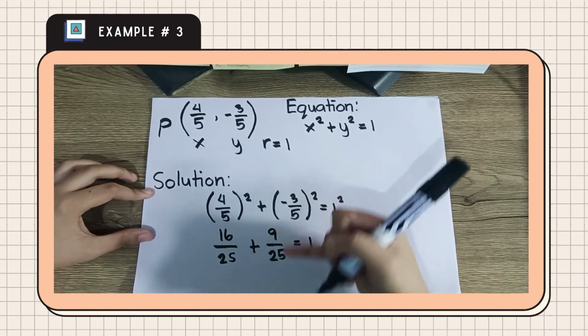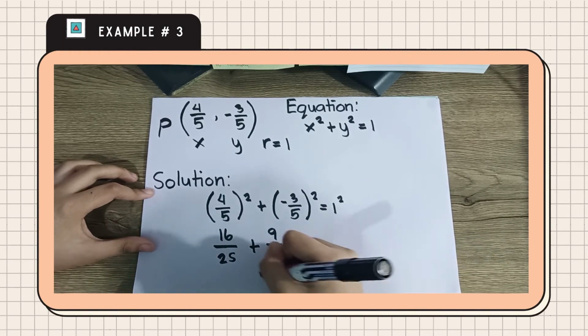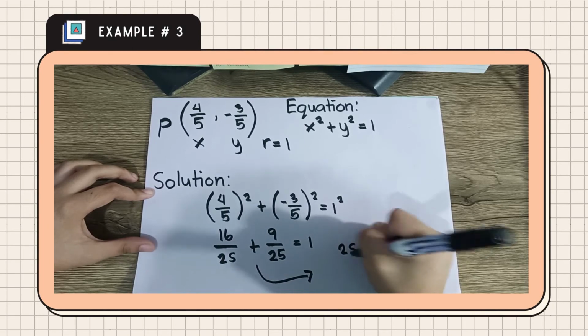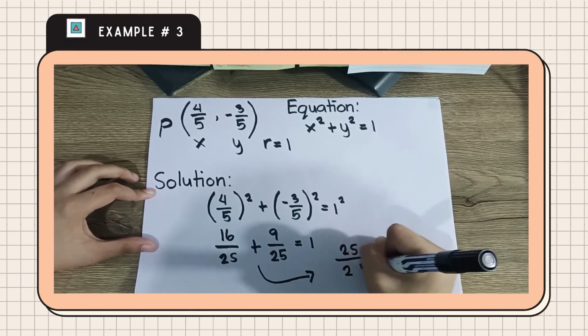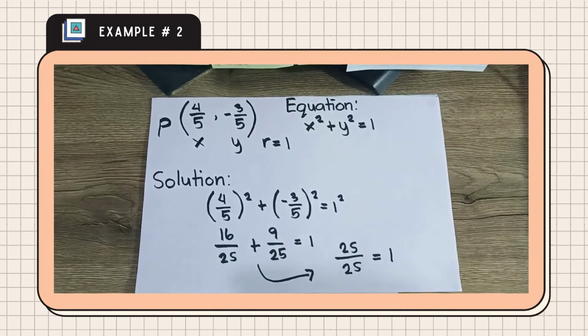So we need to add these values, and since we have the same denominators, we can add the numerators. So 16 plus 9 equals 25. The value 25 over 25 is equal to 1, which means the point is on the unit circle.